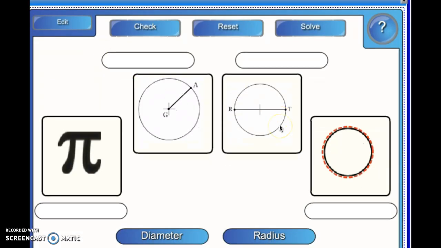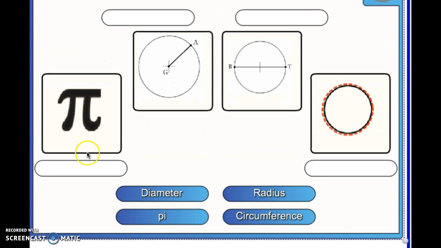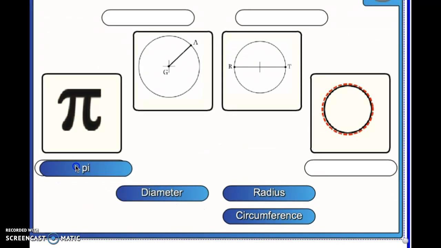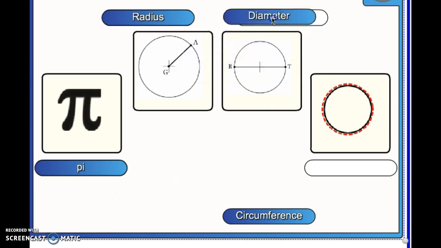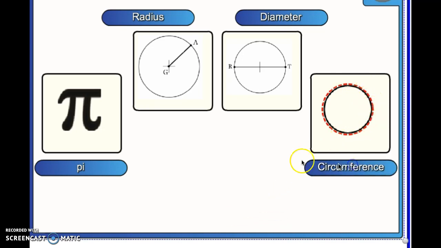So on here we're going to label these. So this is your symbol for pi. So this is pi. Now, if there's a line from the center just to the outside that only goes halfway across, what is that called? That is your radius. So the radius is little because the one that goes straight through the center, that's all the way across, is called the diameter. And then finally, the perimeter around the circle is called the circumference.